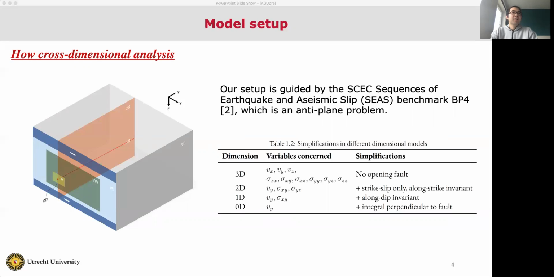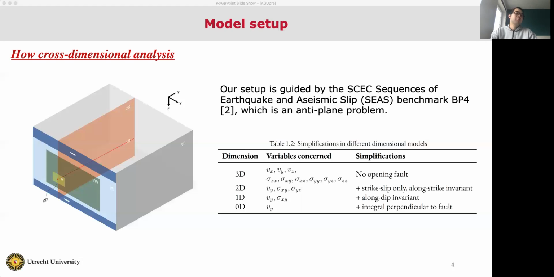If we simplify it to 2D, that means we assume that in the strike direction we don't have any heterogeneity. So we can take a cross-section like shown in orange. Then we have the 2D model where the fault is 1D. Furthermore, we can also simplify this to a 1D model so that we only consider a line as shown in red. This is the 1D model, so we do not consider any variation along the dip direction.